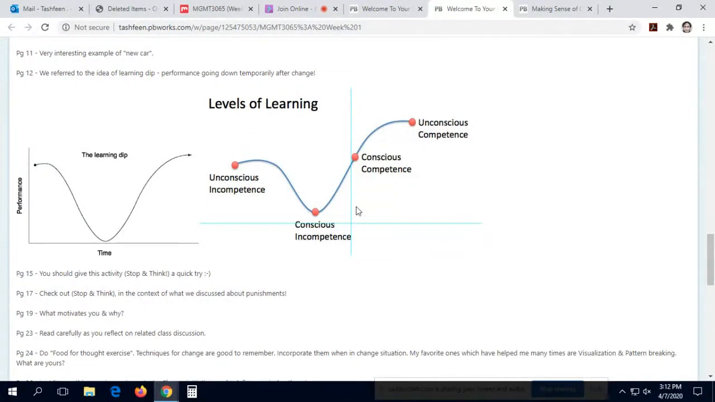So look at this one, next diagram. Again, we spoke about that unconscious incompetence. Yeah, no, don't sit beside it. Sit on top of it. It doesn't work when you sit beside it.